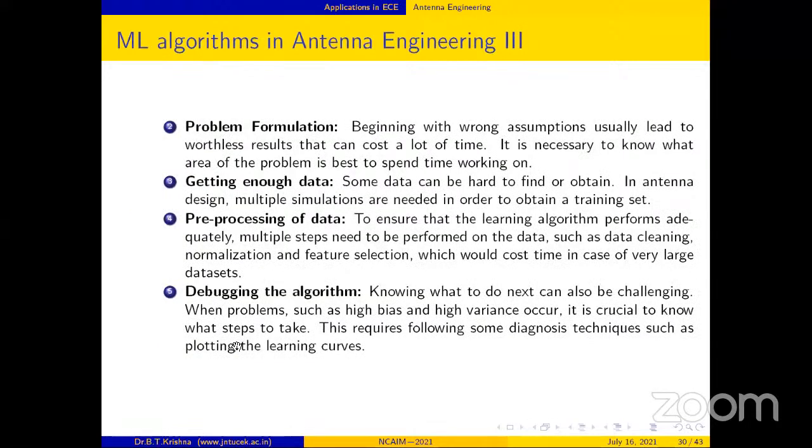Next one is problem formulation. That means I am telling you about the limitations of machine learning in antenna engineering. Beginning with wrong assumptions usually leads to worthless results that can cost a lot of time. It is necessary to know what area of the problem is best to spend time working on. So let us suppose you are working with an antenna with so and so gain, with so and so S21 value or S11 value. If you have started with the wrong assumption, then you have to simulate using HFSS or IE3D or any other software.